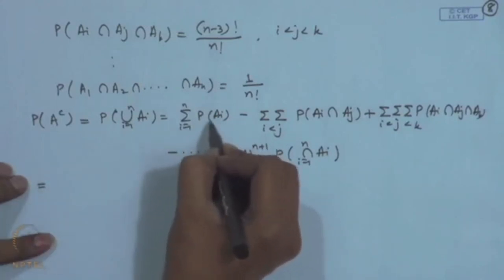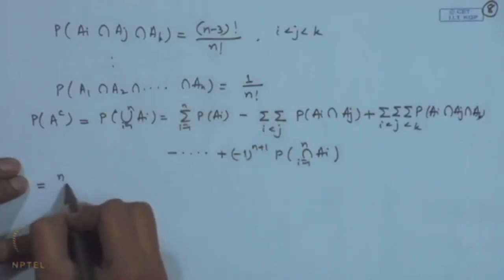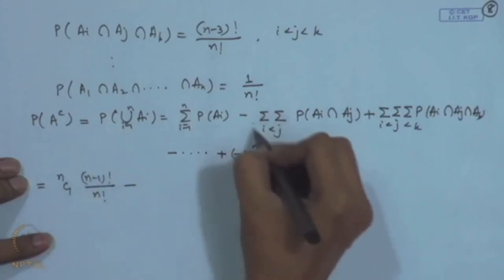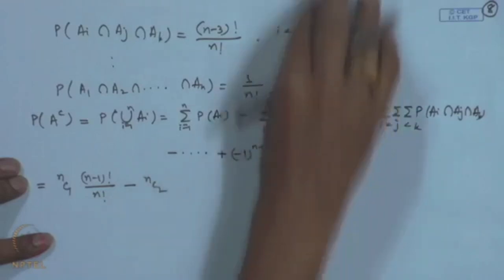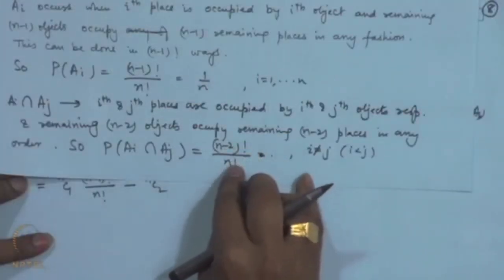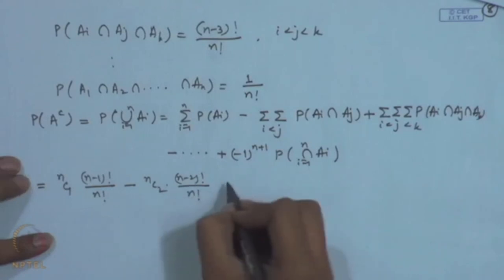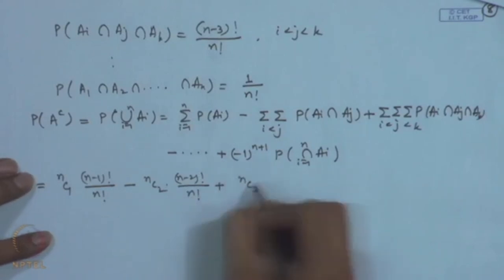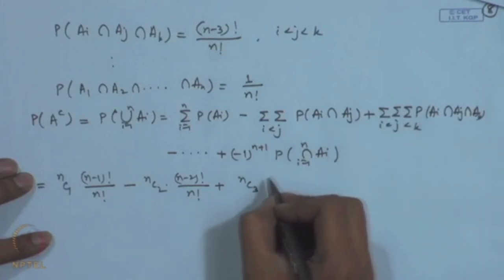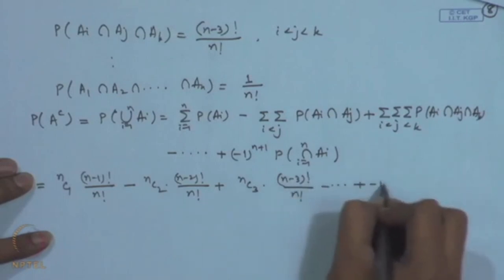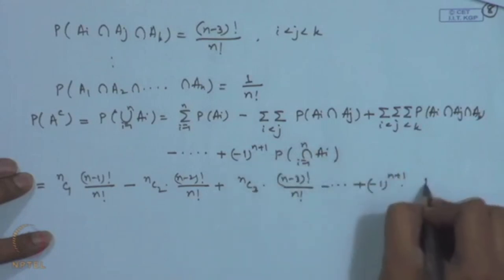So now what is the probability of Ai? That was n minus 1 factorial by n factorial, and there are n terms. So we write it as nC1 times n minus 1 factorial by n factorial. Now these are nC2 terms, and the probability of Ai intersection Aj was n minus 2 factorial by n factorial. So this is nC2 times n minus 2 factorial by n factorial, plus nC3 terms, each n minus 3 factorial by n factorial, and so on. And this last one is simply one term.